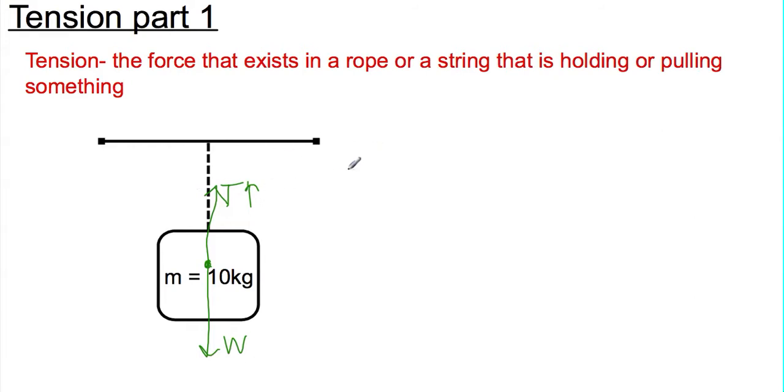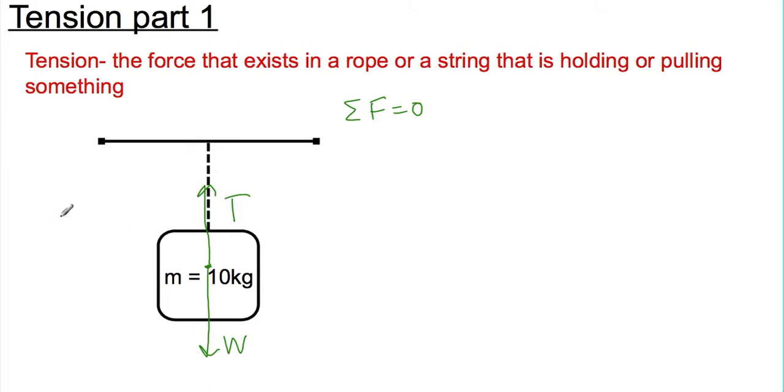We need to remember that this is in equilibrium, which basically means that the sum of the forces acting on this is equal to 0. So I have the tension moving up, and I'll go back to this idea: the sum of the forces acting on this is equal to 0. The forces that I have are the tension and the weight.